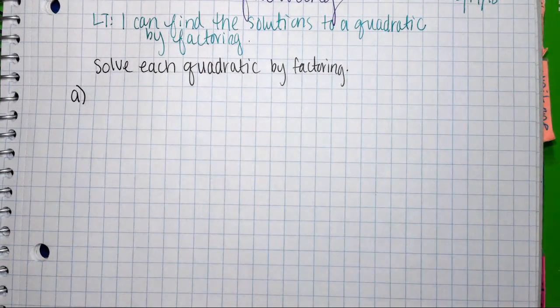Now, what does our quadratic have to be equal to whenever we're trying to solve it? 0.